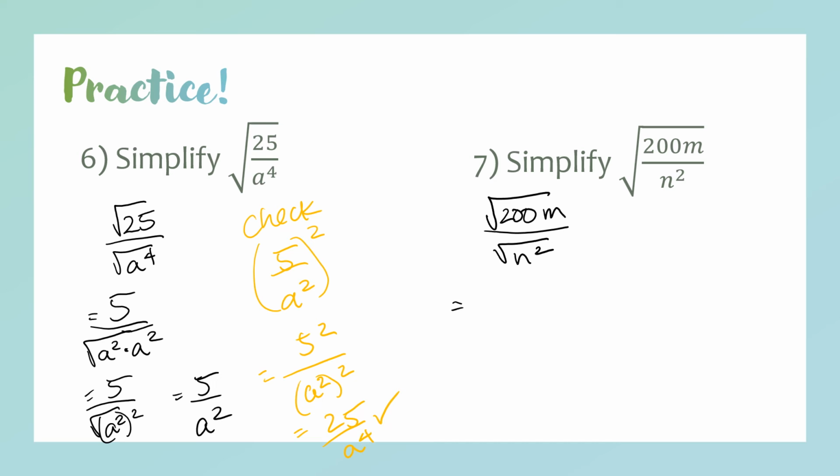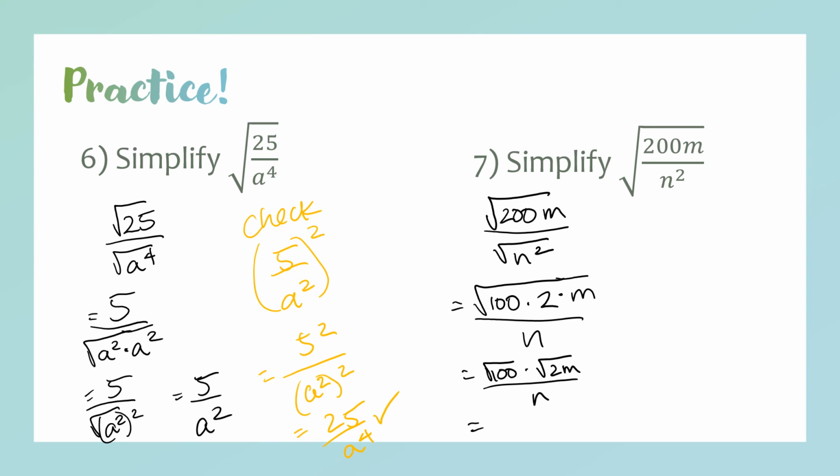So I'm just going to start breaking this up and going, okay, well, what are factors of 200? Well, I know that 100 times 2 is 200, and 100 is a perfect square, right? So 10 times 10 is 100. So I'm just going to list it like this, and then over n. Okay, so I can split that up into the square root of 100 times the square root of 2m over n. And that would just be 10 root 2m over n.